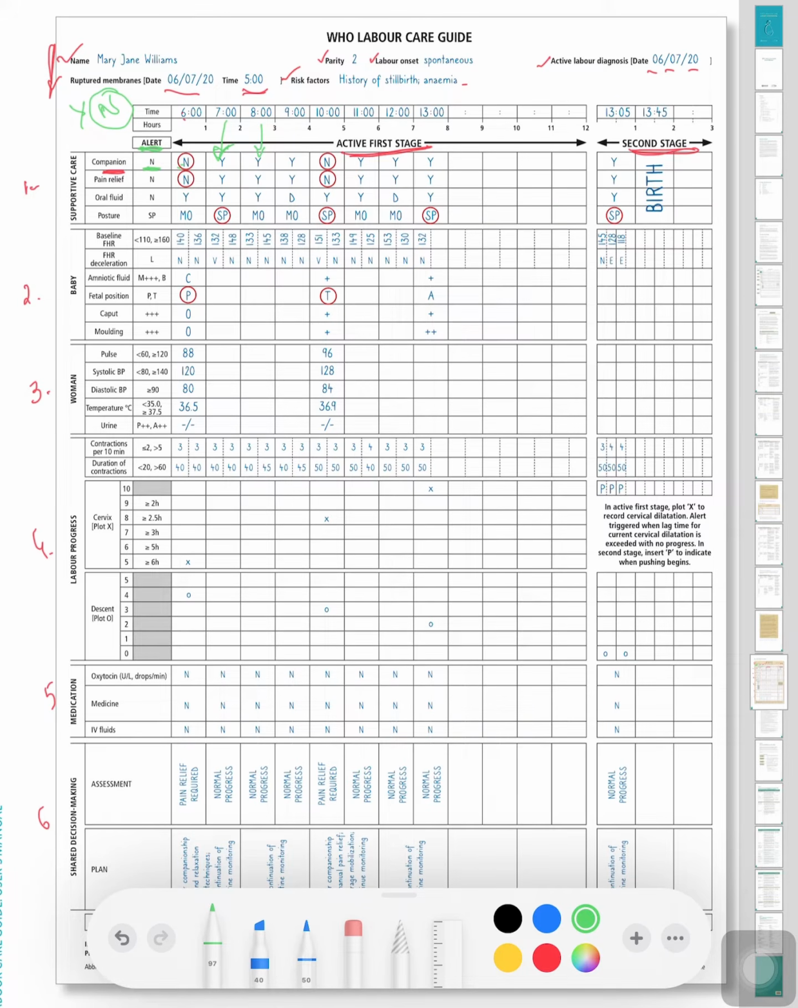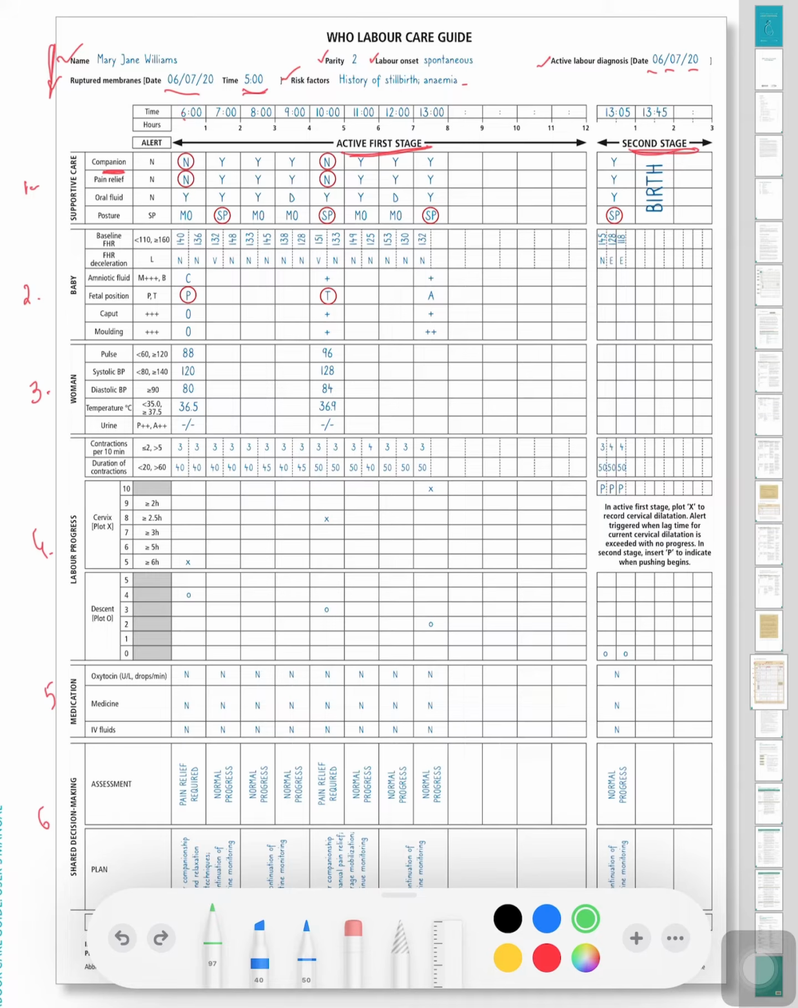At 8 o'clock, her companion was present. 9 o'clock, her companion was present. At 10 o'clock, her sister left the room to make some family calls. So we wrote a no, and we circled it with a red pen. At 11 o'clock, her sister was present. At 12 o'clock, she was present. At 13, she was present. So that was about the companion.